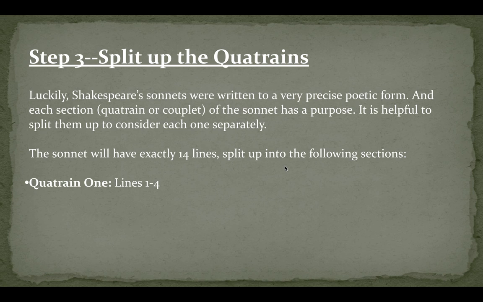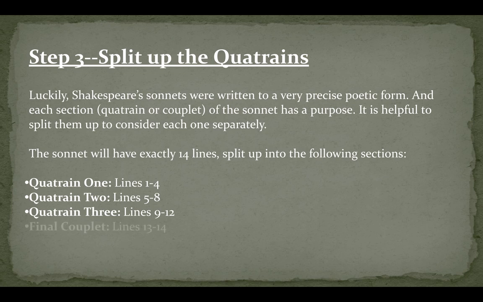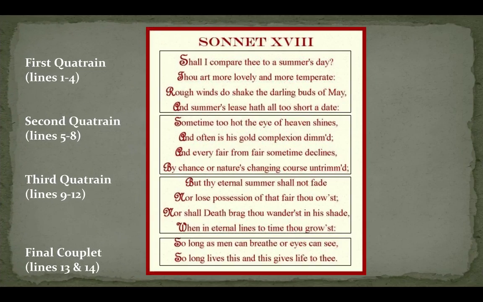Quatrain 1 is lines 1 through 4. Quatrain 2, lines 5 through 8. Quatrain 3, lines 9 through 12. And of course, the final couplet, the final 2 lines, 13 and 14. So, splitting up the quatrains so you can see what's going on in each one, and you can see where ideas start and stop. It's very helpful to do that. So let's take a look at what that looks like.